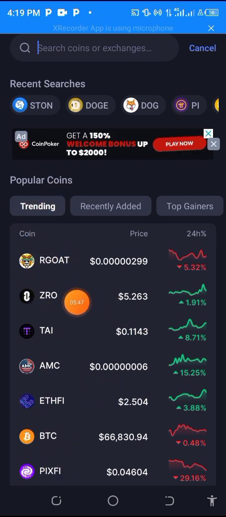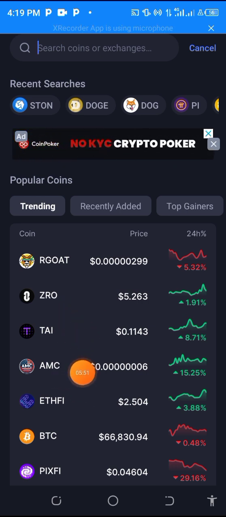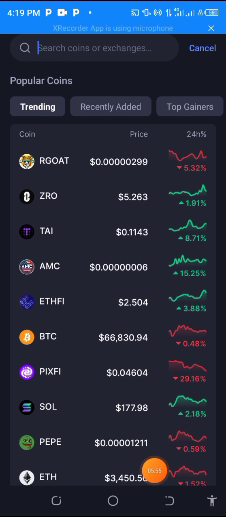This is Arrow Goat, this is ZRO, this is Thai, this is AMC, and a number of them. This is Pixel Finance, and this is Pixel Verse, the popular Pixel Verse airdrop. This coin has been trending for the past 24 hours. So as you can see, these are trending coins. You can make money from these trending coins. How do you do that? You can just click on them and see. Let's check out Arrow Goat.